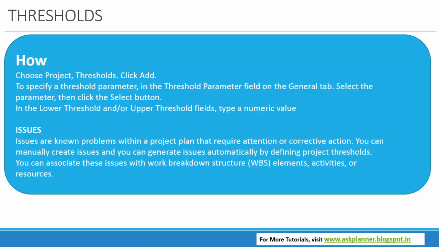Choose projects, thresholds and click add and select the parameter. You can even change the parameter by selecting this, and by this you can monitor the threshold which you would like to track.